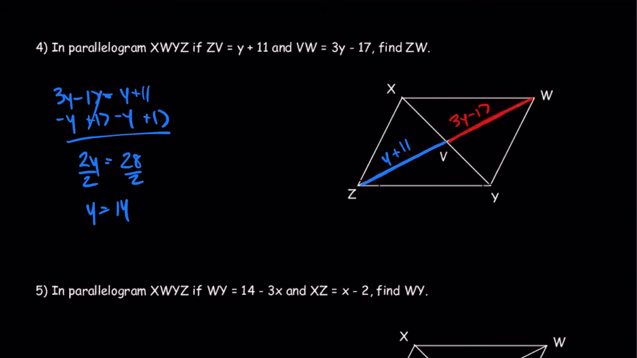So there's a couple ways you can do this. One is you could add these two pieces together, figure out what that algebraic expression is, then plug in the 14. Or what I'm going to do, I'm going to plug in 14 here. So that's 14 plus 11, that's 25. So if just this piece here is 25, and I want to find ZW, I just need to take 25 times 2. Now, it should not matter which way you do this. You'll end up with 50 regardless.